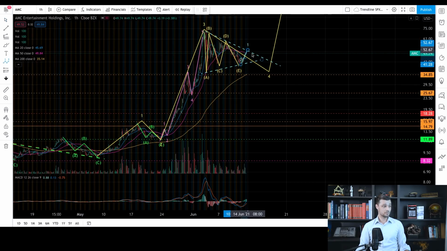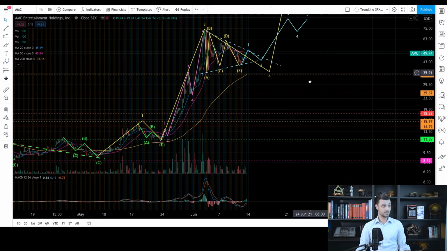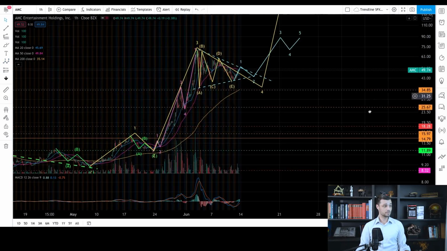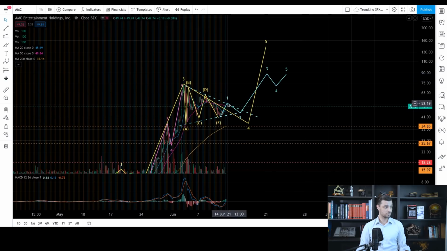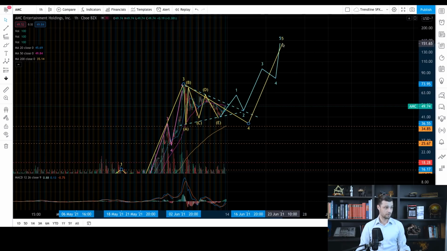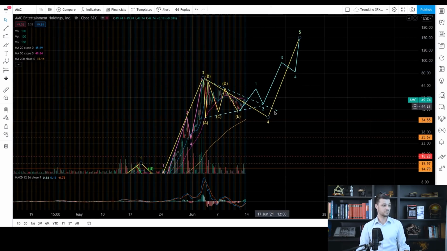Maybe this is a 1, and we're going to have a 2, 3, 4, 5. So this is one scenario. As usual, guys, I'm giving you my scenario. The 1 is going to go here, the 2 is going to go here. Let's call it my preferred scenario. I think it's very likely it happens like this.